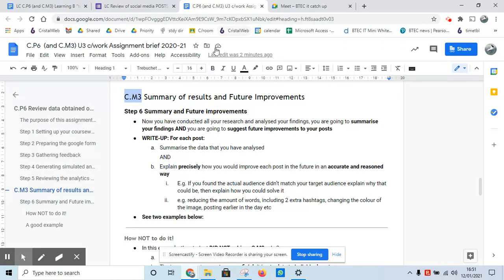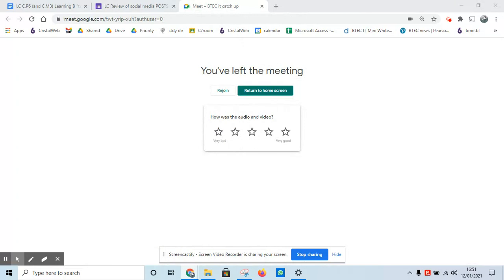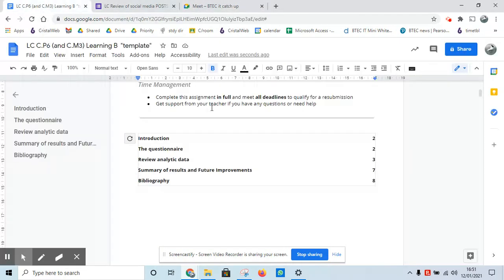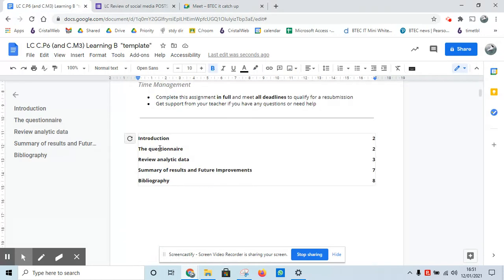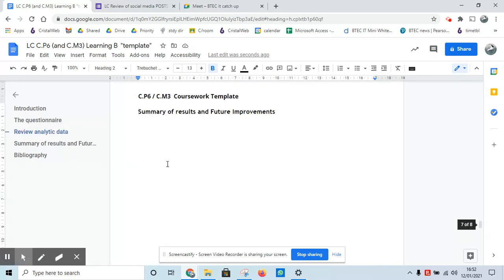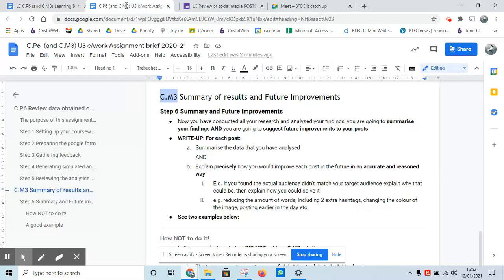So you've completed all the analysis, which is CP6, and now you're going to go ahead and do the M3 task. So far in your coursework document, you've talked about the questionnaire, you've reviewed your analytic data, you've filled in all those tables, and you've got lots of charts and graphs in, and you tried to make sense of that data. The last part now is the summary of the results and future improvements. If you follow the assignment brief really carefully, you'll see that it gives you two examples of how to do this. So let me just pull the assignment brief in.